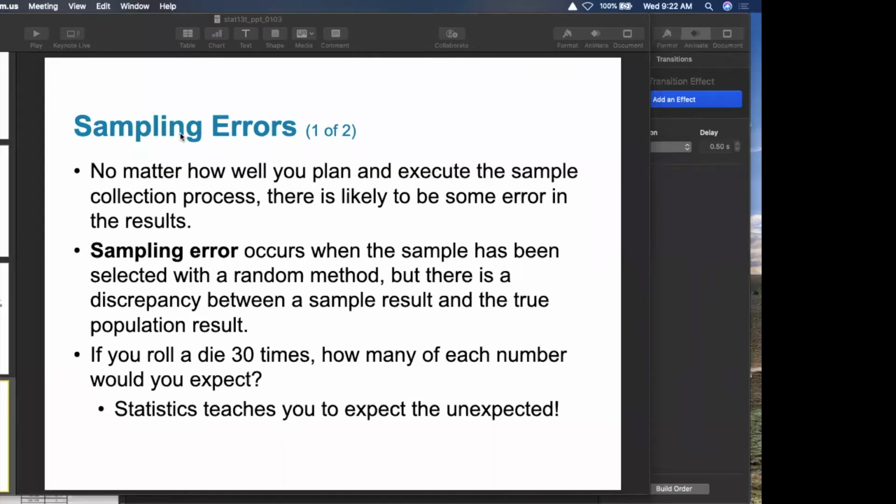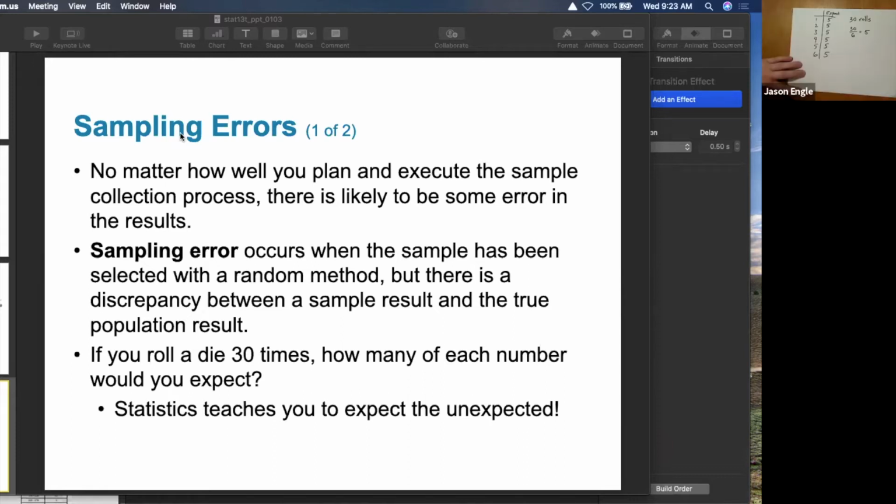I have a question, Professor. Does sampling error possibly go along with human error? Because you might be rolling it with different force each time, and that also creates a difference. Yeah, good question. Human error is a thing too, but it is different from sampling error.